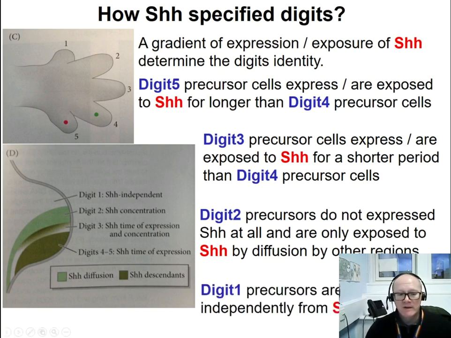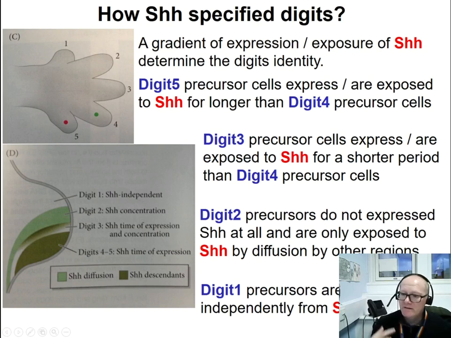And what about digit 1? Digit 1 develops without any SHH at all, so the development of digit 1 is independent from the expression or exposure to SHH. And in fact, there are, for example, chicken mutants which remove the expression of SHH in the zone of polarizing activity. Without that expression, the output produces only a single digit, which is digit 1.